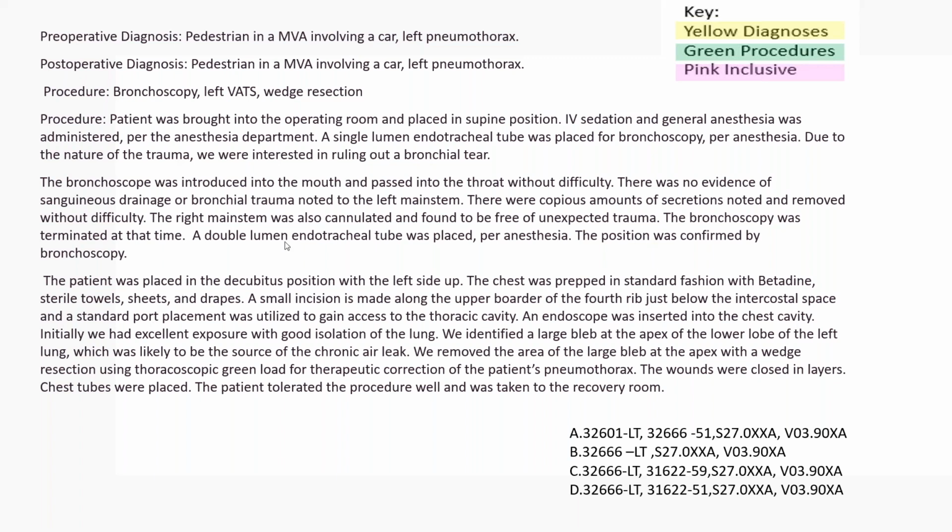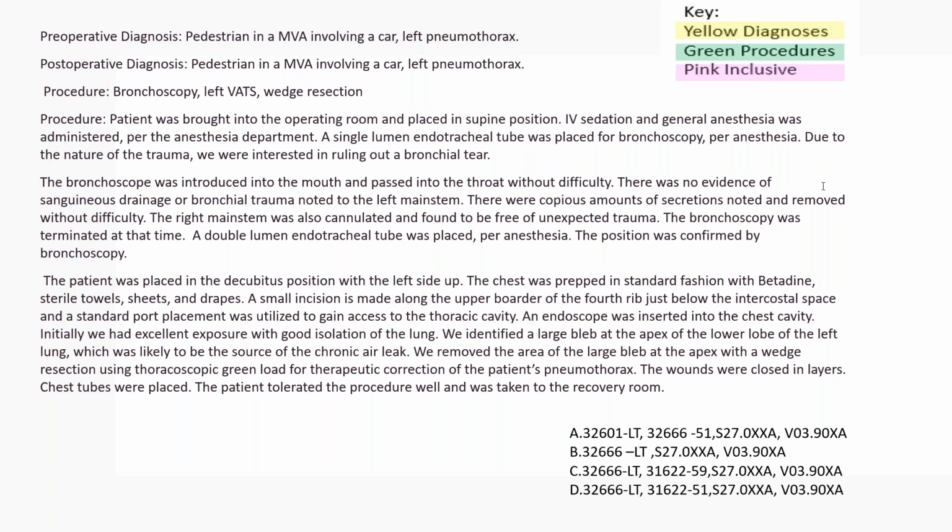Preoperative diagnosis, pedestrian in a MVA involving a car, left pneumothorax. Postoperative diagnosis, pedestrian in a MVA involving a car, left pneumothorax. Procedure, bronchoscopy, left VATS, wedge resection. Procedure. Patient was brought into the operating room and placed in supine position. IV sedation and general anesthesia was administered per the anesthesia department. A single lumen endotracheal tube was placed for bronchoscopy per anesthesia. Due to the nature of the trauma, we were interested in ruling out a bronchial tear.